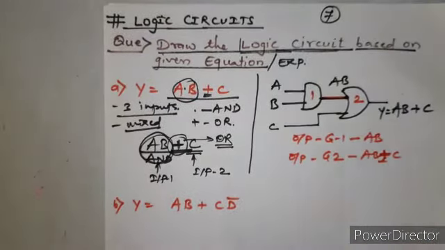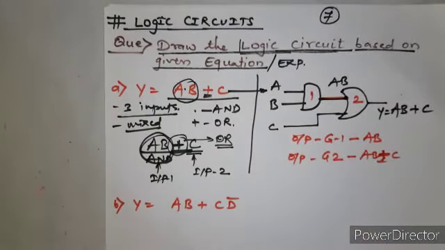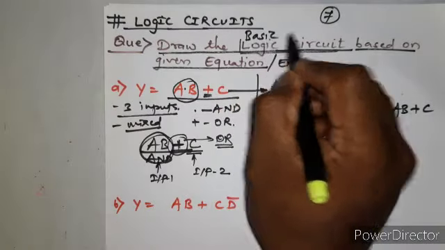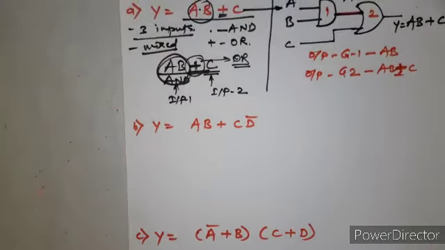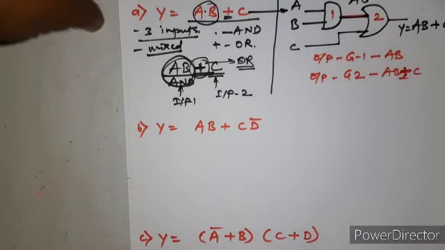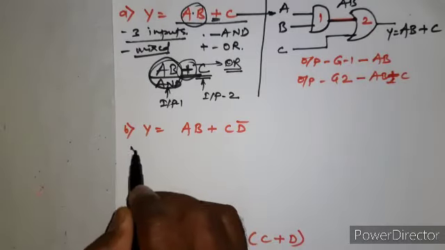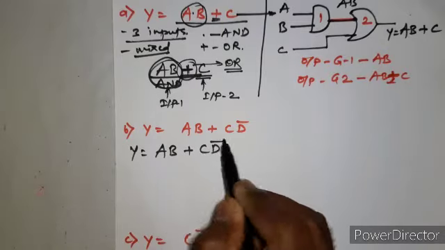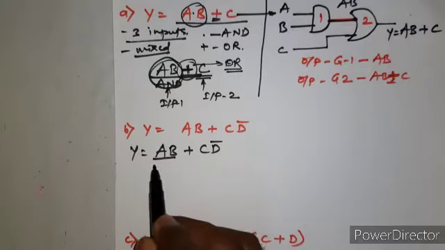This is how a given equation can be realized or implemented using basic logic gates. I hope this is clear for you. Now let us try this second example. You can see here, the second equation is Y equal to A, B plus C D bar. Looking at this, we have one AND gate.